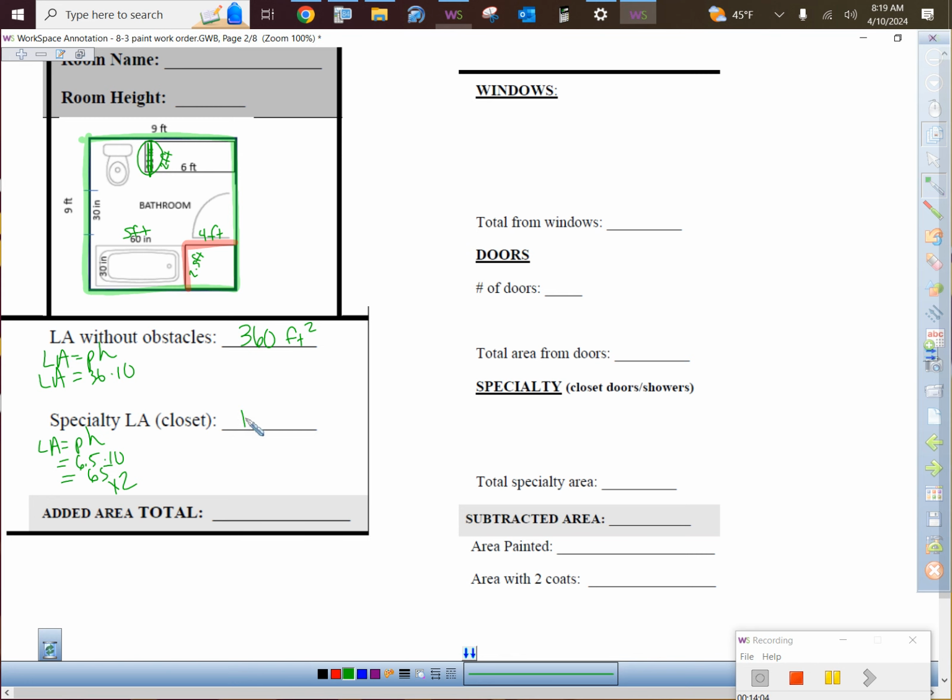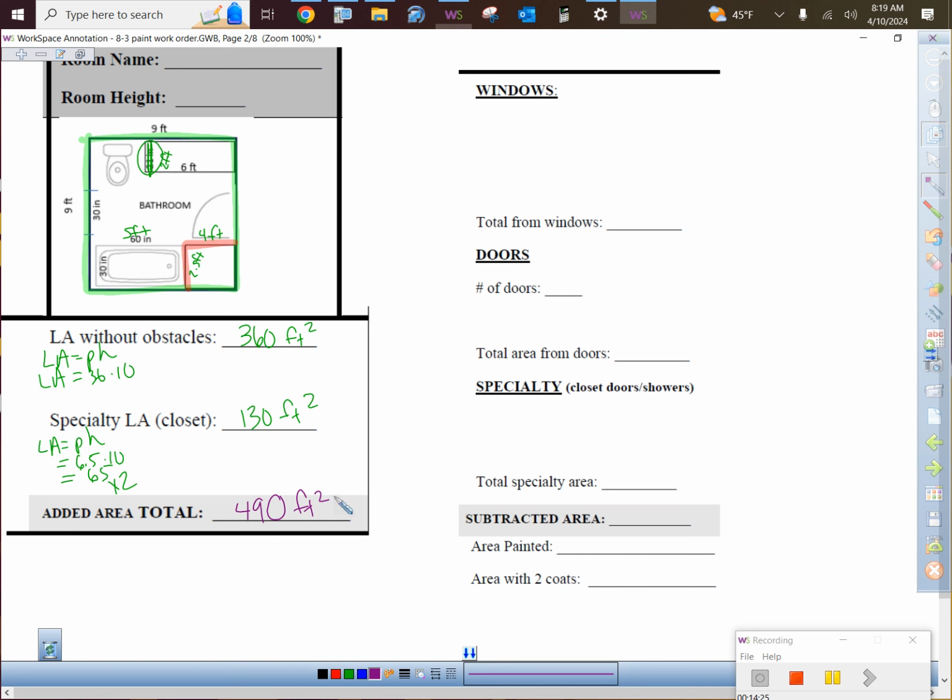So how about 130 square feet? What is our total area of this? I call it added area instead of subtract. Subtracted area makes the most sense, so we call this added area. What's our total area, baby? 490, is that right? Yeah. And let's have our label of square feet.